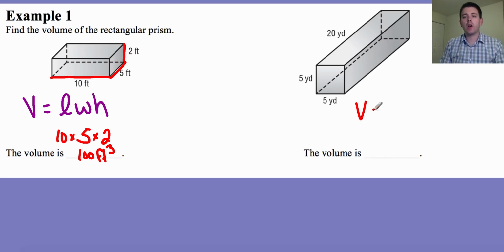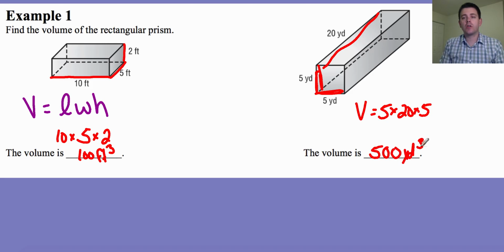So over here, volume is equal to length times width times height. So here's my length, 5. My width is the distance going back. That's going to be my 20 up here. Times my height, which is my other 5. 5 times 20 is 100, times 5 is 500 yards cubed. Remember to always include your units on there. Don't leave your answer naked. You should always have the units so we know what it is you're trying to talk about.